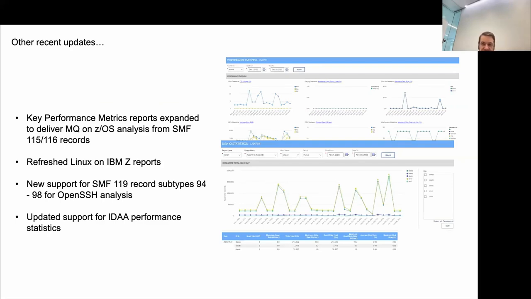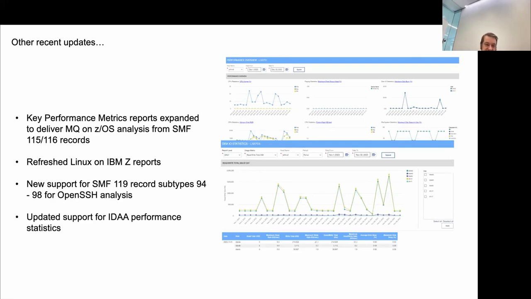Just want to take a couple of minutes to talk about some other recent updates that we've applied to the product. So you may not have seen these yet if you're an existing IZPCA user. Firstly, we've expanded our KPM reports to cover more MQ details. This is based off, obviously, the 115 and 116 records.